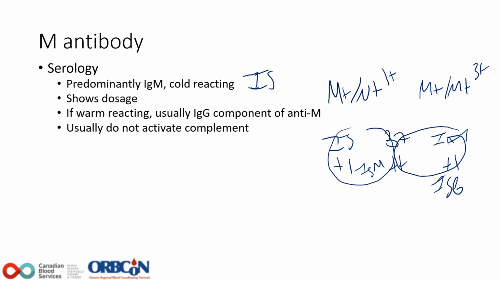And they usually do not activate complement. Even the ones that react at IAT phase normally don't activate complement. Usually they cause hemolysis through delayed hemolysis. So they'll bind to the red cell and they'll be removed from the intravascular space by the reticuloendothelial system. So they don't cause intravascular hemolysis the way that, for example, ABO antibodies can.